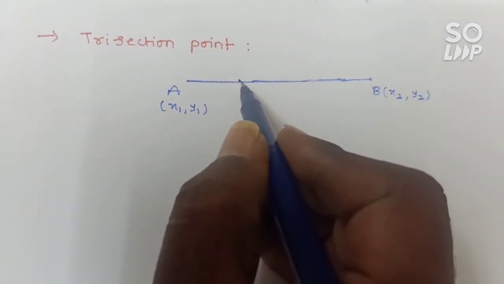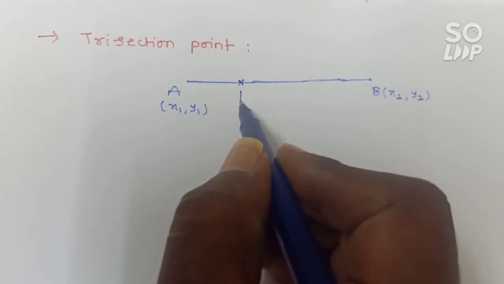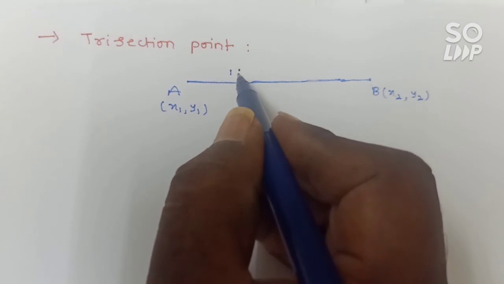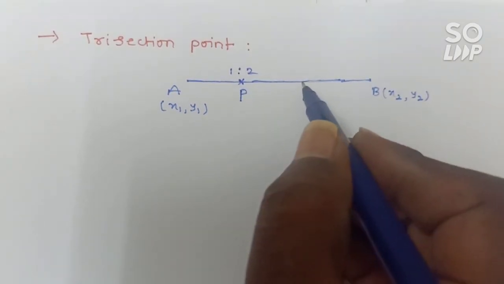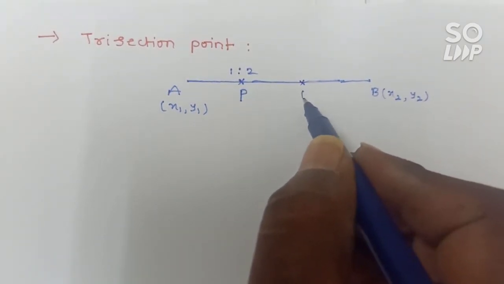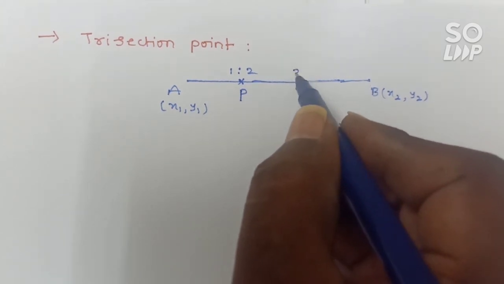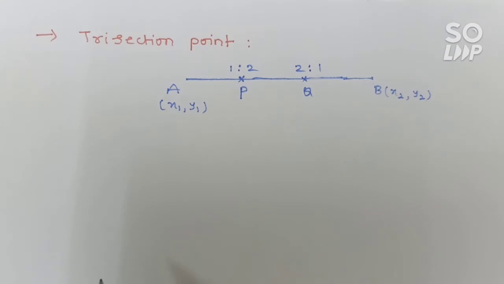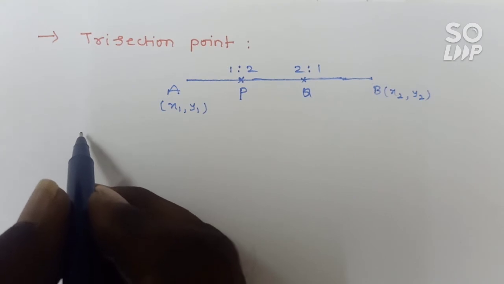Here you see this one. This one is one point, which divides in the ratio 1:2. Another point is in the ratio 2:1. This one is the 2:1. So what is the definition? The point which divides AB in the ratio 1:2 or 2:1 internally is called a trisection point.